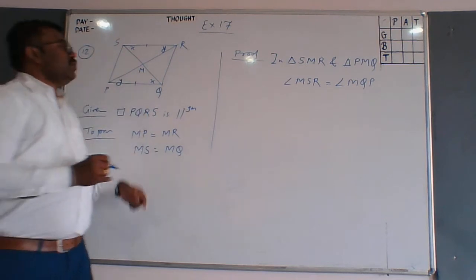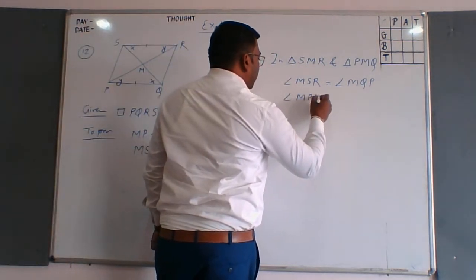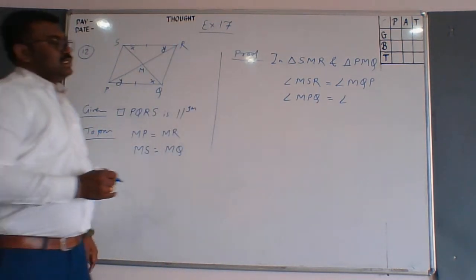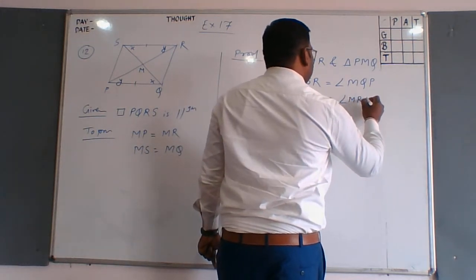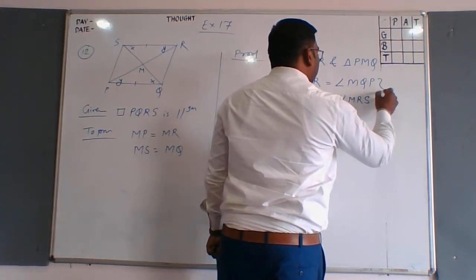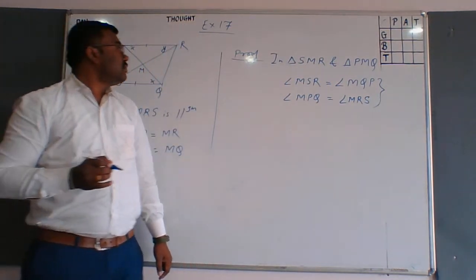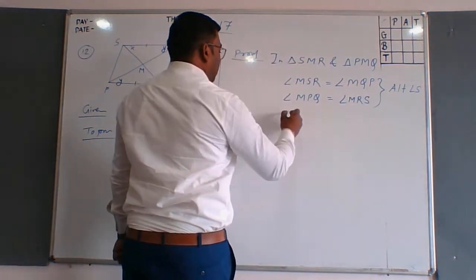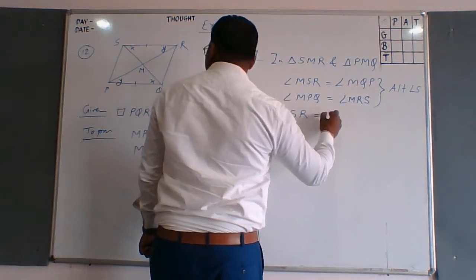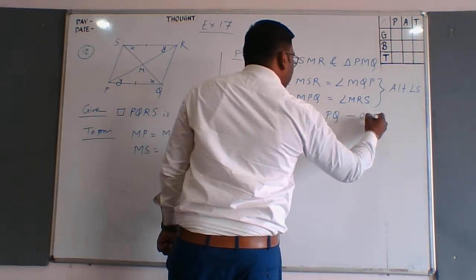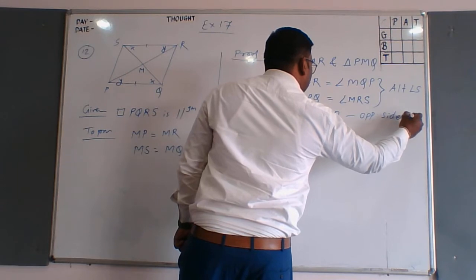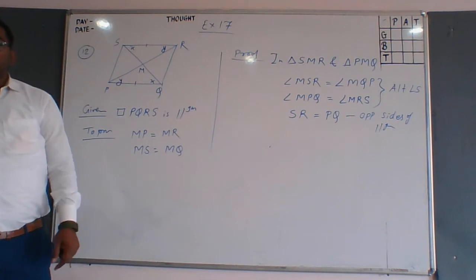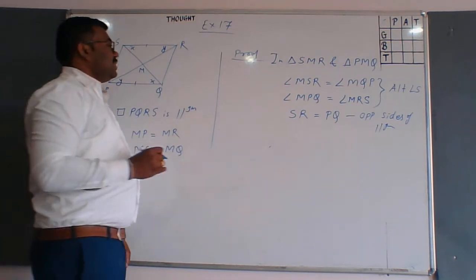That means angle MPQ equals angle MRS, for both. The reason is what? They are alternate angles. And SR equals PQ, they are the opposite sides of a parallelogram. And therefore, we can say that the triangles are congruent by the ASA test.